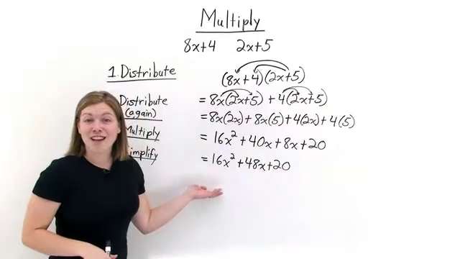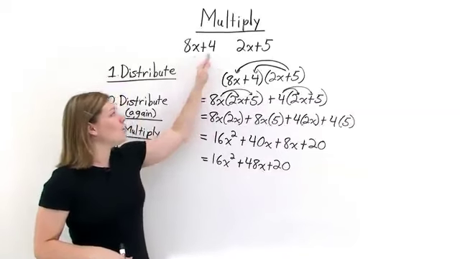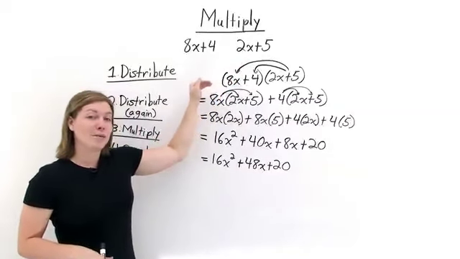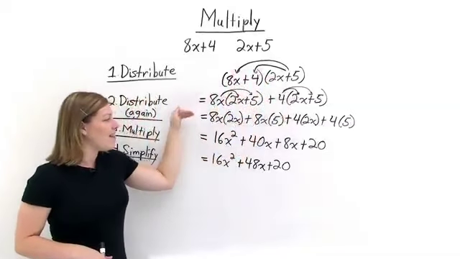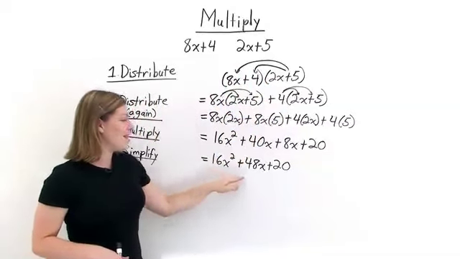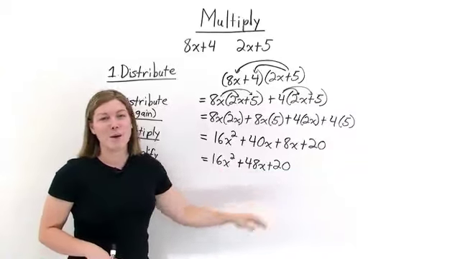So now we have our answer. We took our original two binomials and multiplied them together by using the distributive property a couple of times, and then we simplified to get 16x squared plus 48x plus 20.